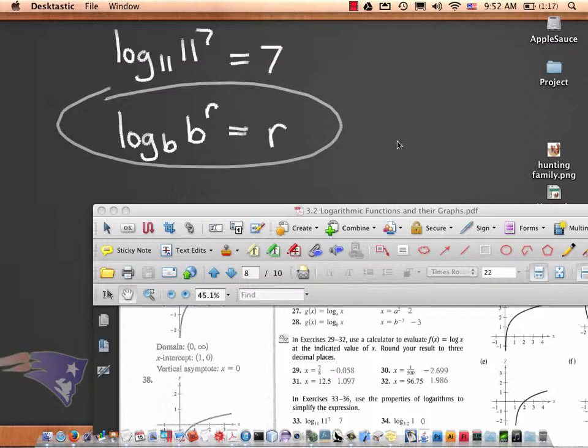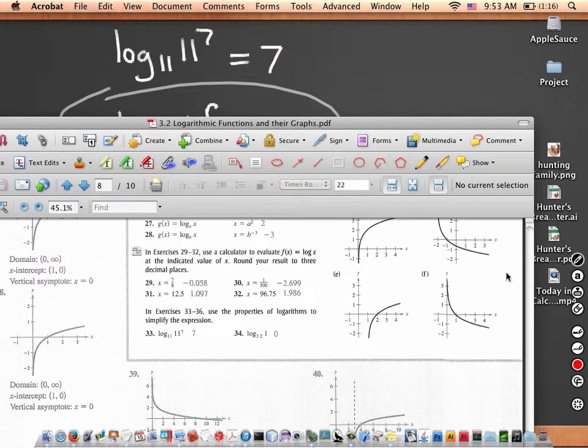What is the logarithm of 1? 0. The logarithm of 1 is always 0. What is the logarithm base 5 of 5? 1. What is the logarithm base 5 of 5 to the 8? 8. Good. There you go.